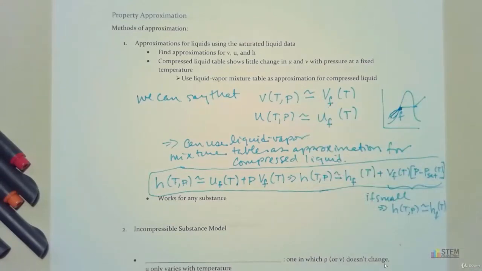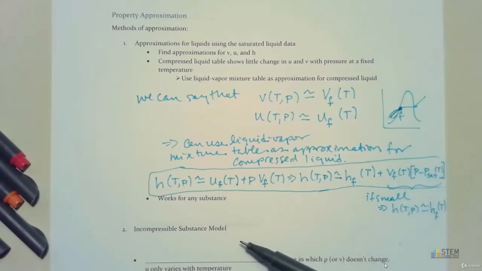All right, so this just gives you a couple of ways to approximate enthalpy and specific volume and specific internal energy. And this is going to work for any substance. So it's not necessarily just for liquid water or compressed water. Okay, it'll work for any of the substances we're going to be dealing with. Okay, so that's one of the approximation methods.